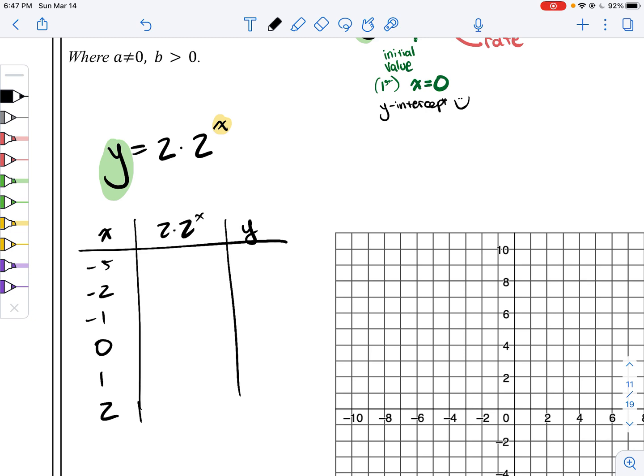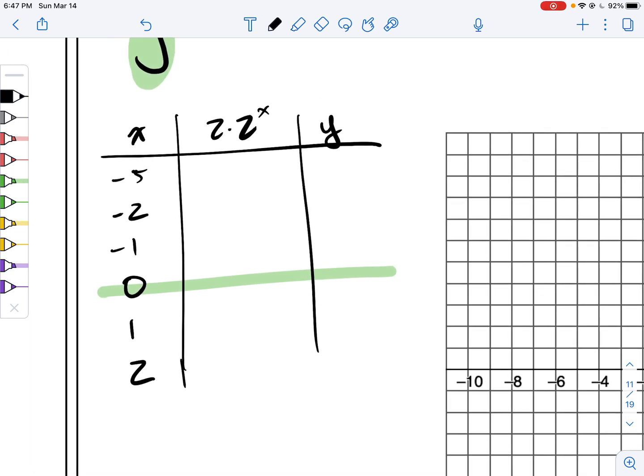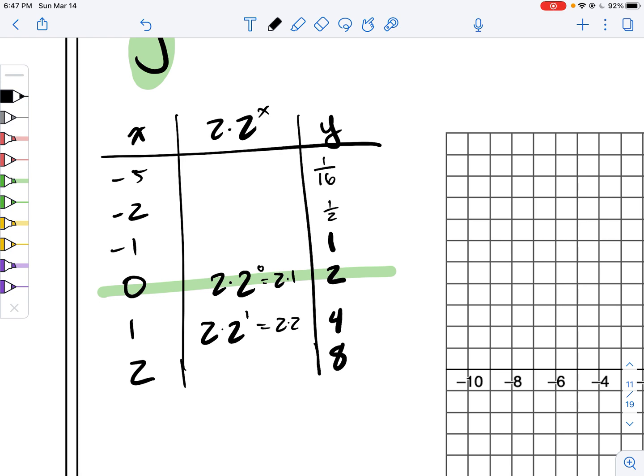I'm going to start at x equals 0 because you get 2 times 2 to the 0th power, which is 2 times 1, which is 2. 2 times 2 to the first power is 2 times 2, which is 4. And then going on, we get 8. And going backwards, we have 1, 1/2, and then this is 1/16. If you don't believe me, you can plug those in.